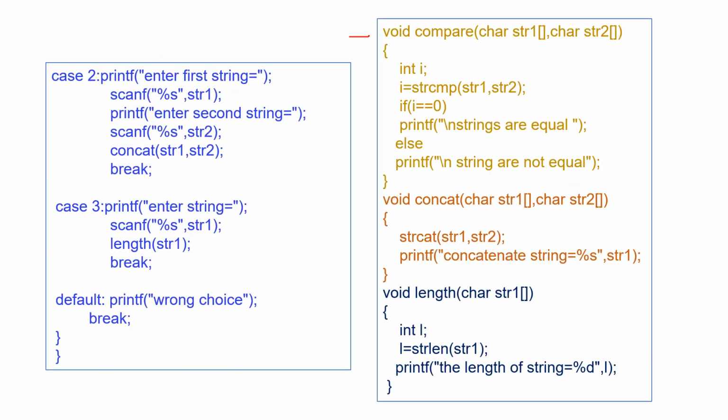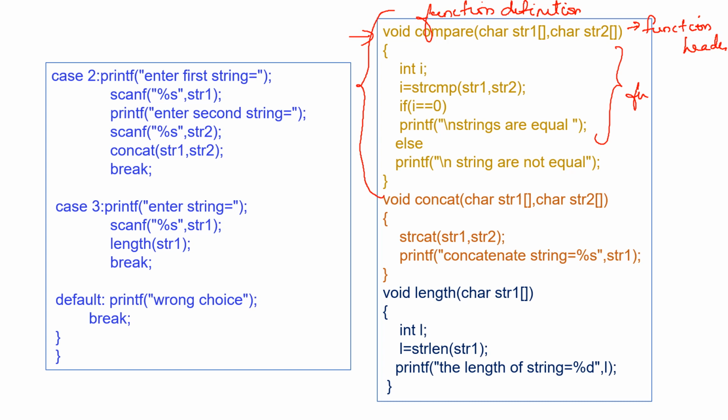So as soon as the compiler comes to this point, void compare char. What is this part? This part is completely called your function definition. The function definition consists of two parts. One is your function header, and the second one is your function body. So what is the difference between your function header and your function declaration? In the function declaration there will be a semicolon; here there is no semicolon.